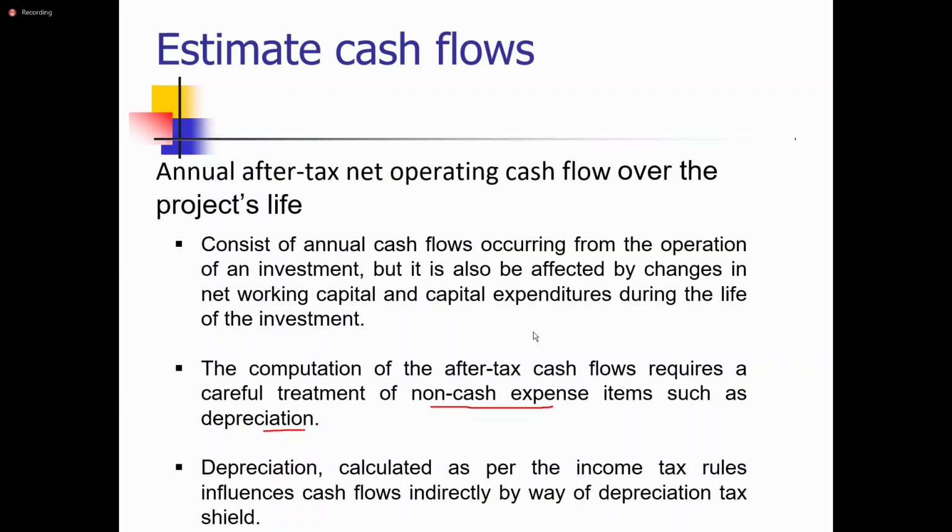But anyway, remember that depreciation is a non-cash item. So when you estimate the annual net operating cash flow, you have to add back the depreciation to the net income to identify the annual net operating cash flow. With the example, you will understand this. Depreciation is a provision, a non-cash item. So depreciation calculated as per the income tax rules influences cash flows indirectly by way of the depreciation tax shield, because on the depreciation you are getting a tax shield, as depreciation is a tax deductible expense. In order to calculate that amount correctly, you deduct depreciation when you derive the net income. But when you estimate the net cash flow, you have to add back this depreciation.